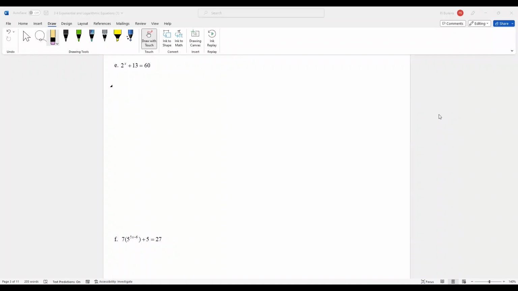Continuing on in section 3.4, this is our first instance where we're not going to get to a nice base for both sides of the equation. So again, the first thing we have to do is isolate the exponent. So I'm going to subtract 13 to the other side. So I would get 47. And so if I have 2^x equals 47, 47 cannot be written as 2 to a power. So this is where our problem lies.